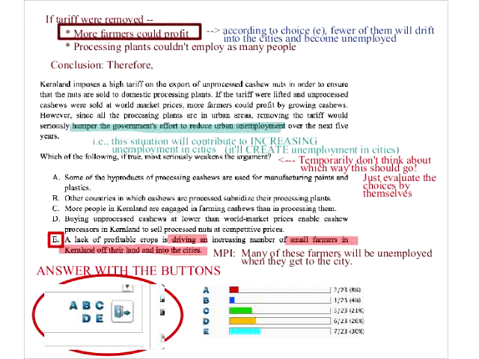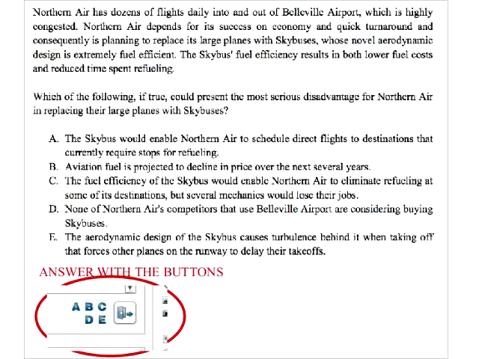Let's try this. And then after this we'll talk about those evaluate types. So again, please use the buttons to answer the question. Here is a timer. Okay, timer's up. Let's take a look.